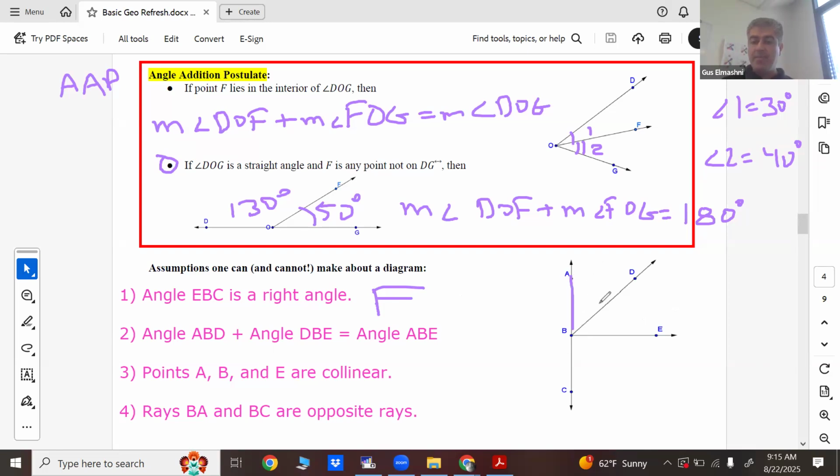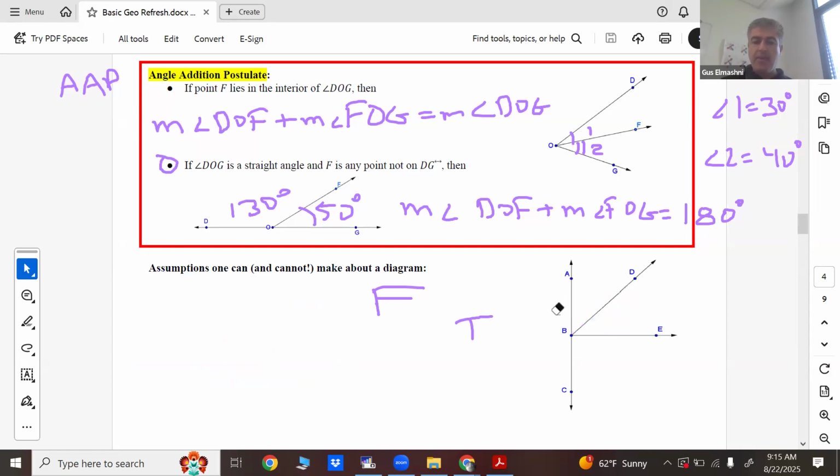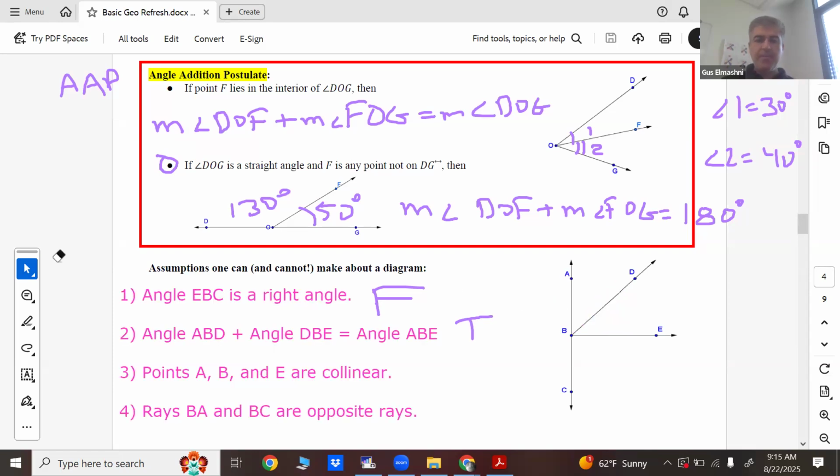But how about the next one? ABD and DBE. Do those add up to ABE? Yep, they do. That's true. That's because of the angle addition postulate. All right. Are A, B, and E collinear? Nope. Are BA and BC opposite rays? Yeah. They are. That's true.